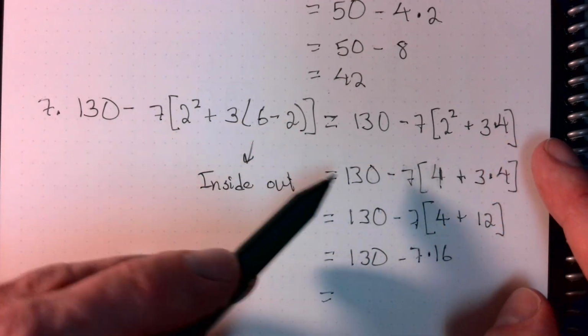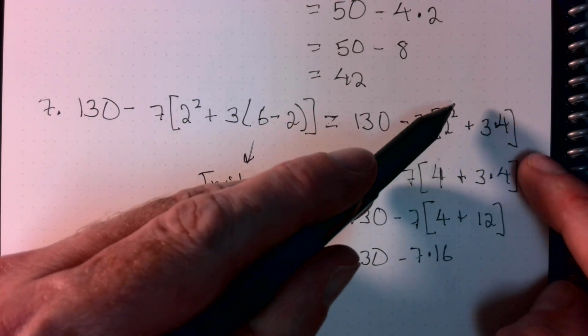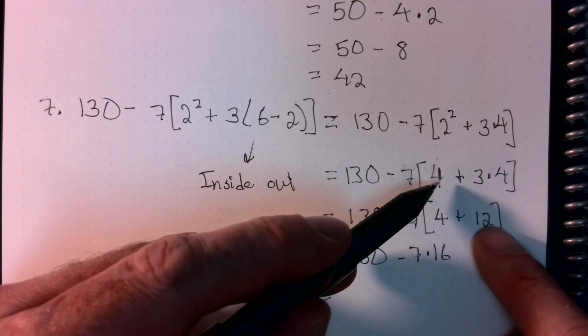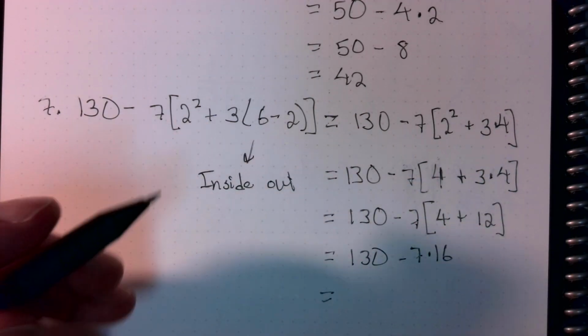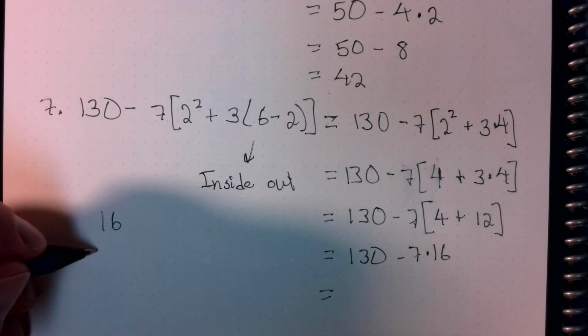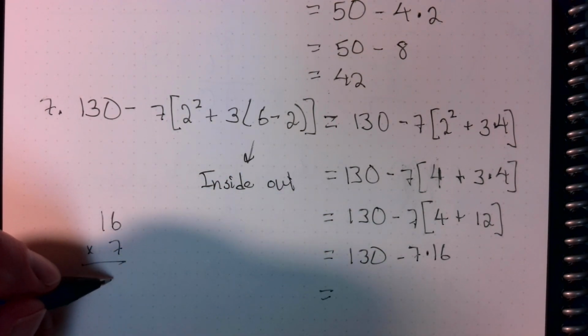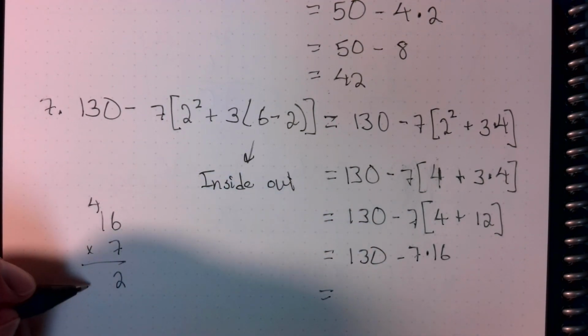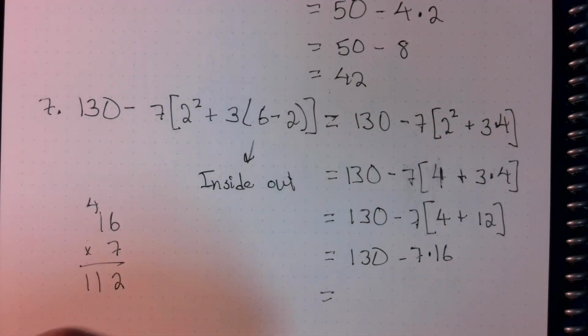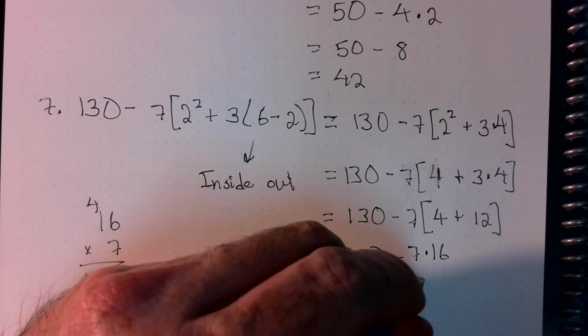6 minus 4 is 2. Now I'm dealing with what's inside the bracket. Exponent first, then the multiplication, now the addition. I'm going to need to do a little scratch work here. 7 times 16. 6 times 7 is 42. Carry the 4 is 112. So 130 minus 112.